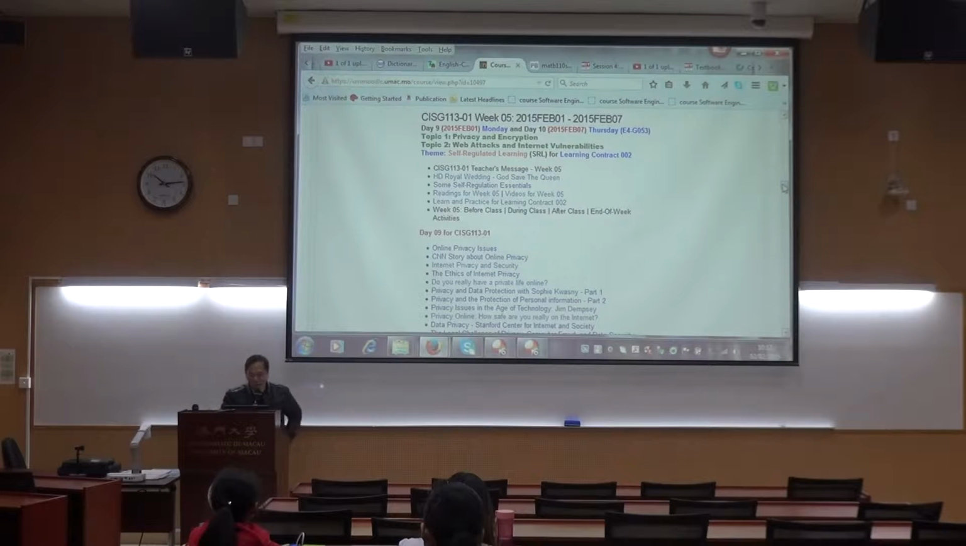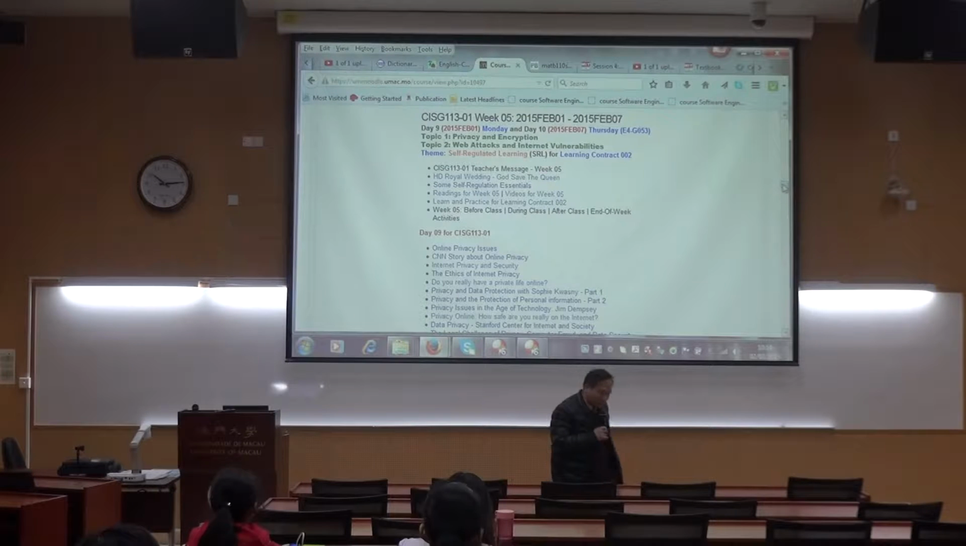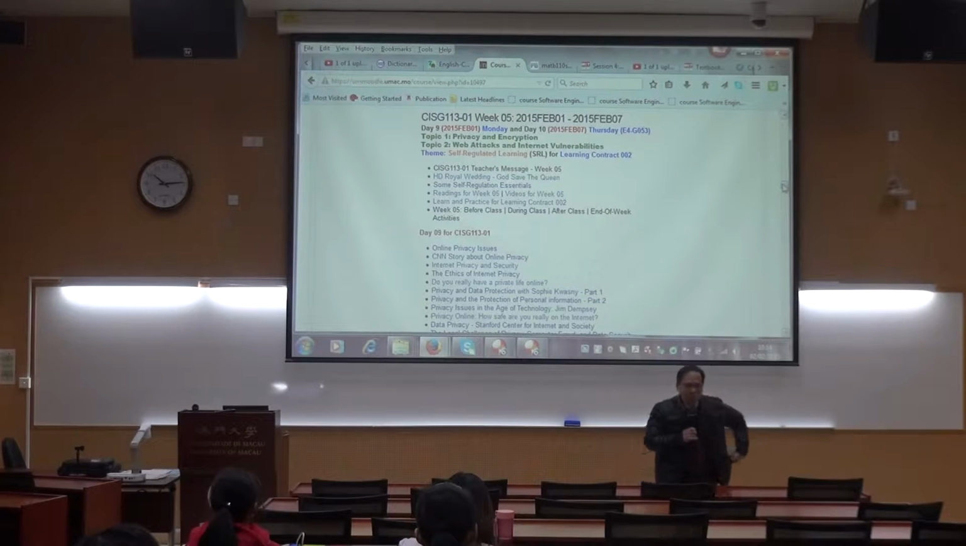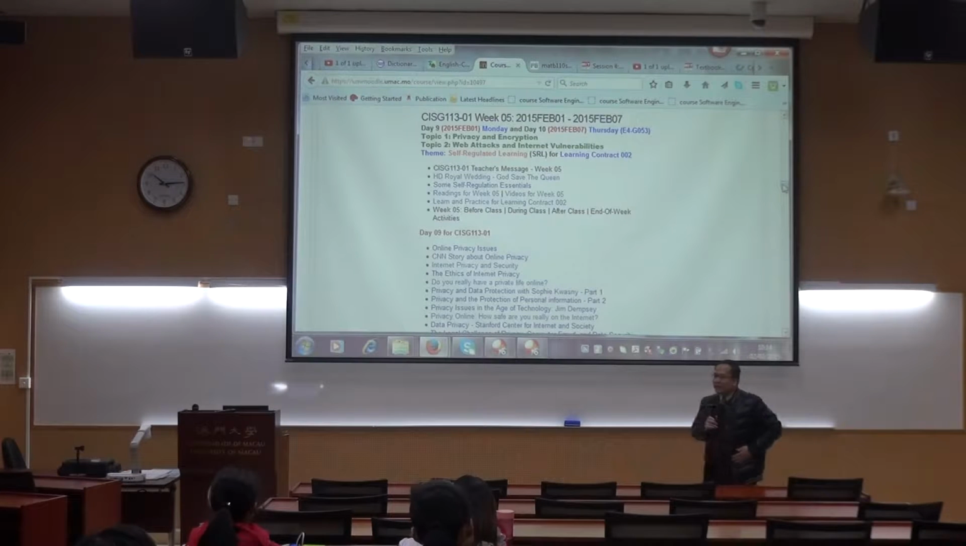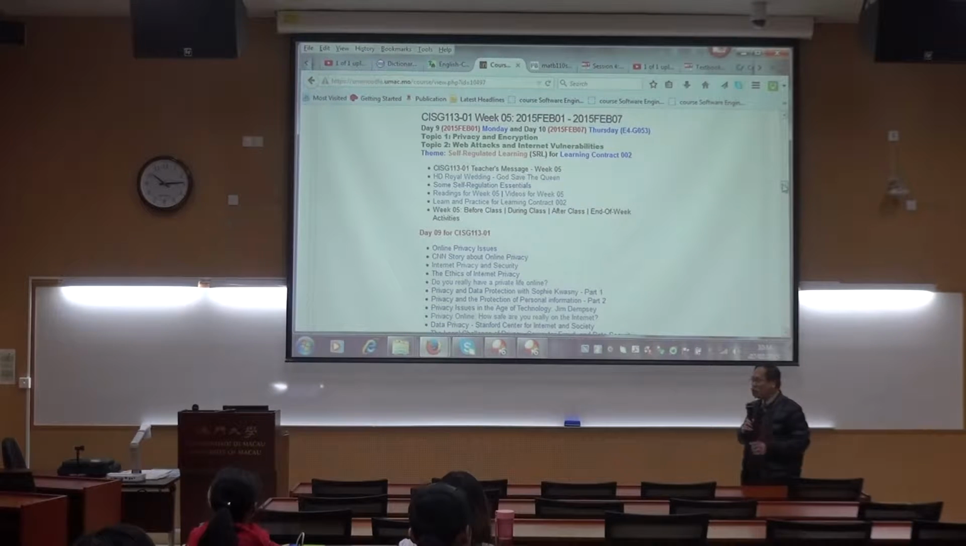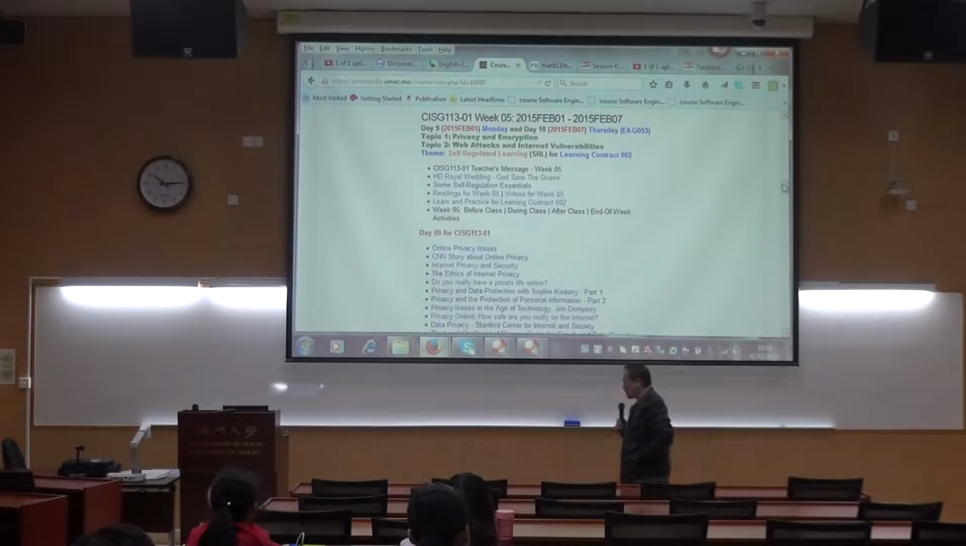Okay? So let's take a look at the differences between self-regulated learning and inquiry-based learning. The difference between the two learning contracts. The first learning contract is inquiry-based learning. Now, many students will have the impression that inquiry-based learning means self-learning. Well, it's independent learning in a specific format which will help develop in you the ability to inquire about something, and that something are topics in this course.